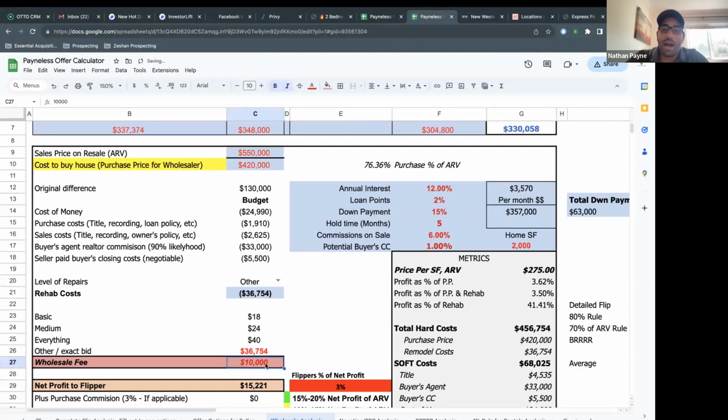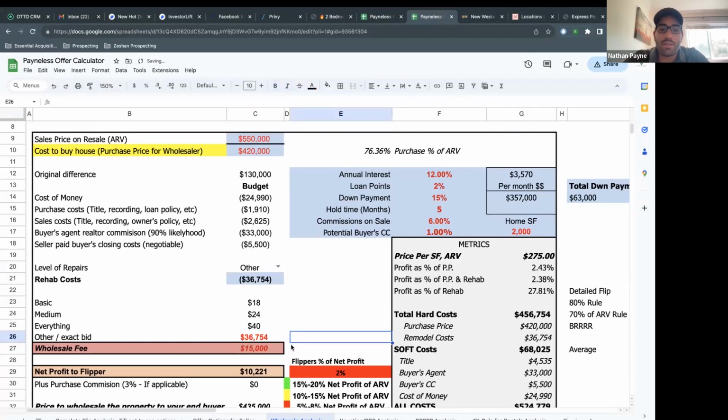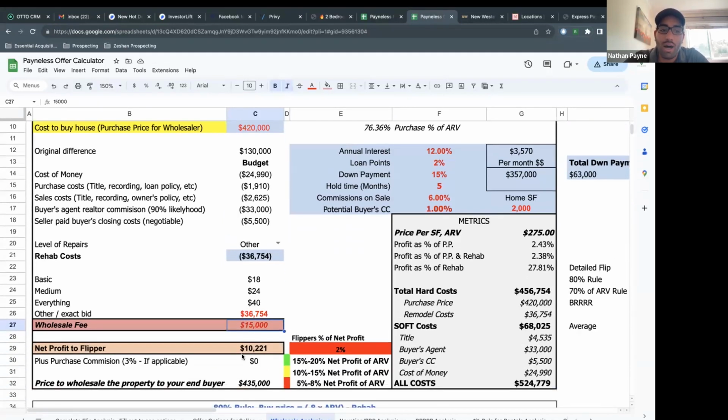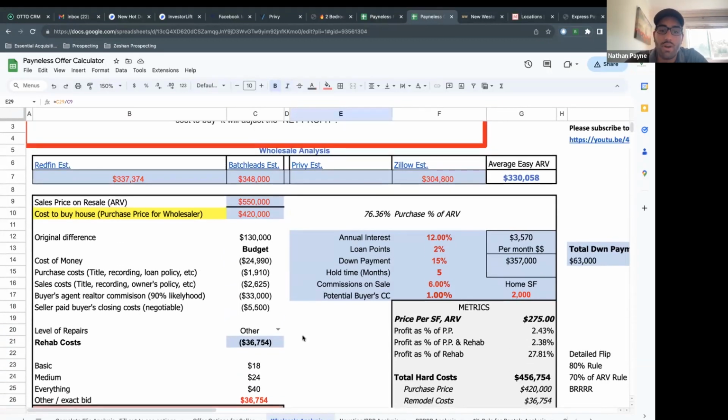Okay, I want to make $15,000 on this deal. So that means if I got this at 420, I made $15,000, and these are all the right numbers, my flipper is going to make $10,000 on this deal. It's going to be like a 2% return on the deal.